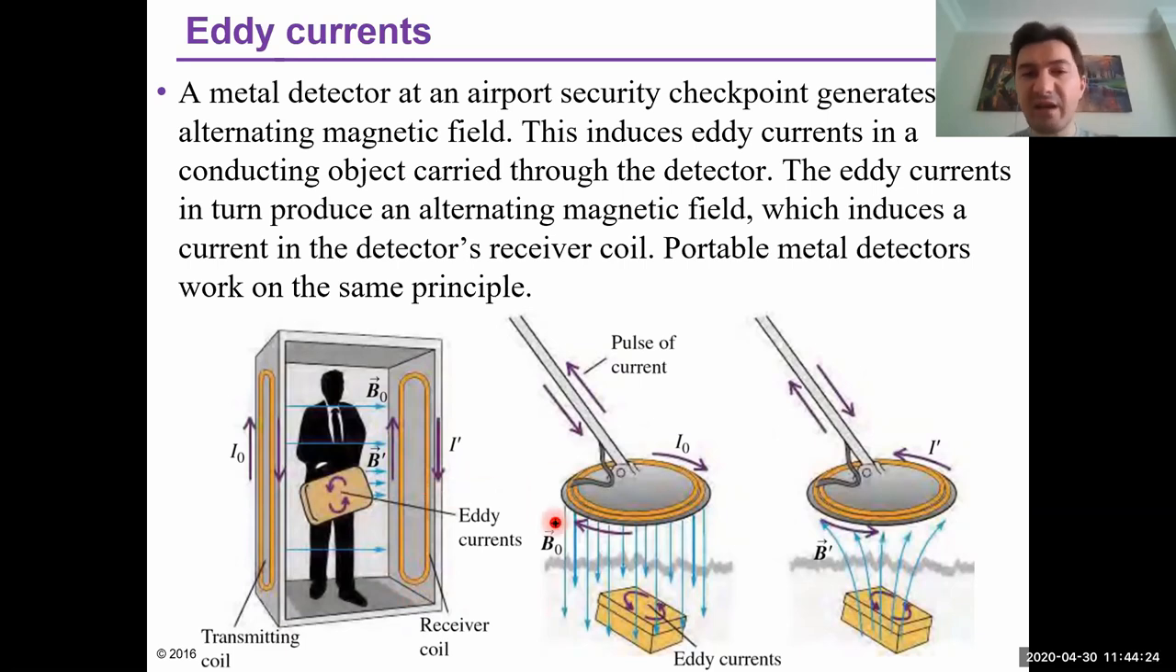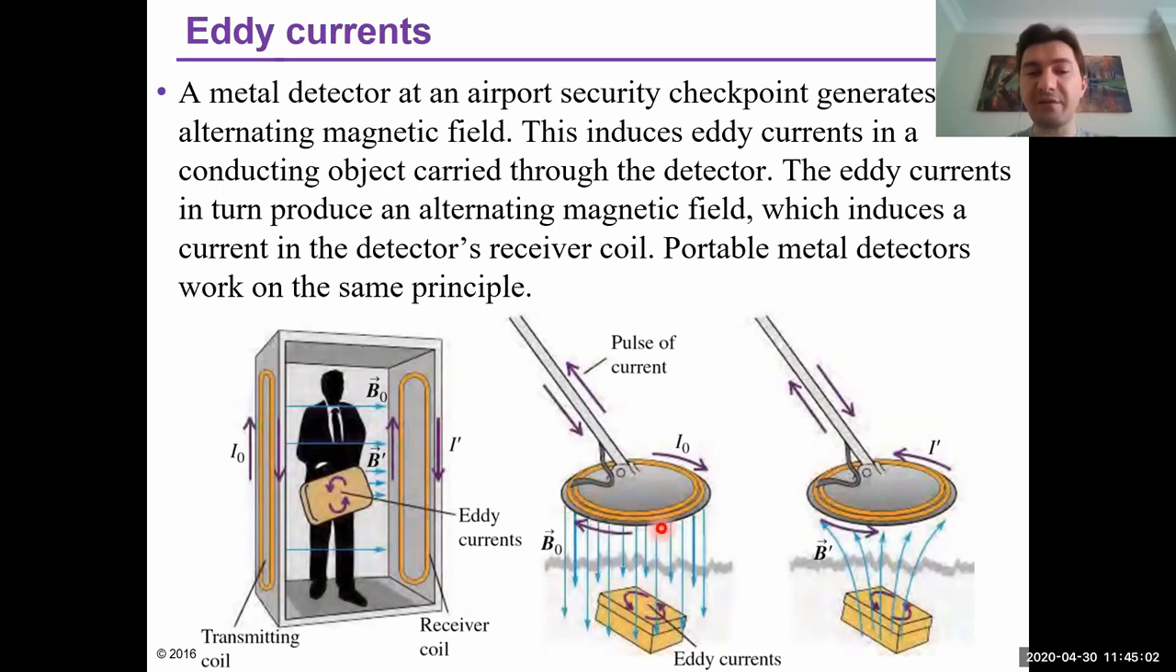Another application, same mechanism. The mechanism is completely the same. This is a portable metal detector. And here we have a wire, okay? And we have one coil here. This is the current in the coil, okay? Direction of the current in the coil. So you produce a magnetic field, which is given by B0. And there is a metal object. This is a buried metal object, okay? You cannot see it.